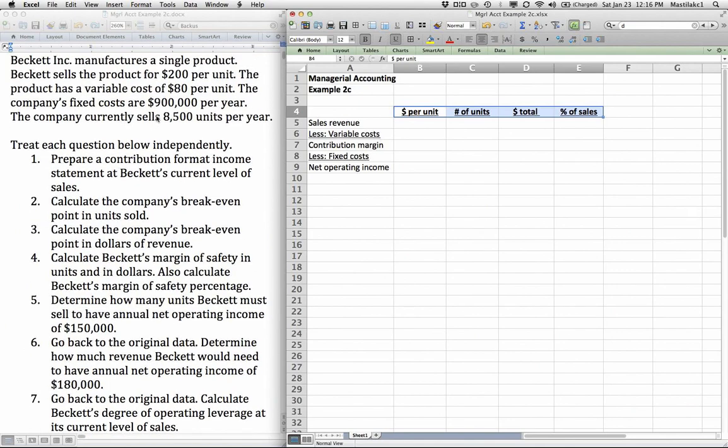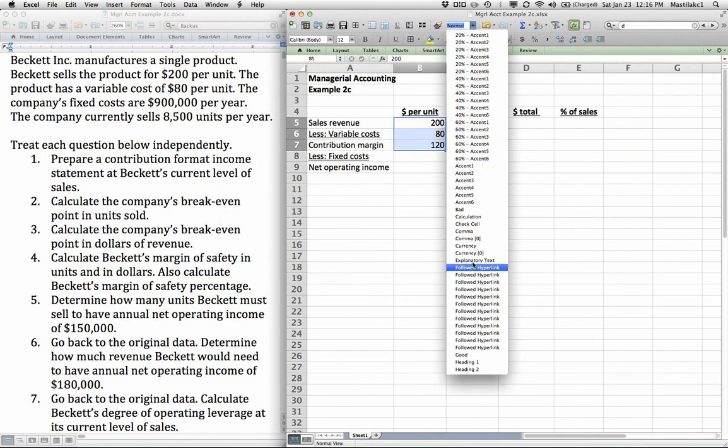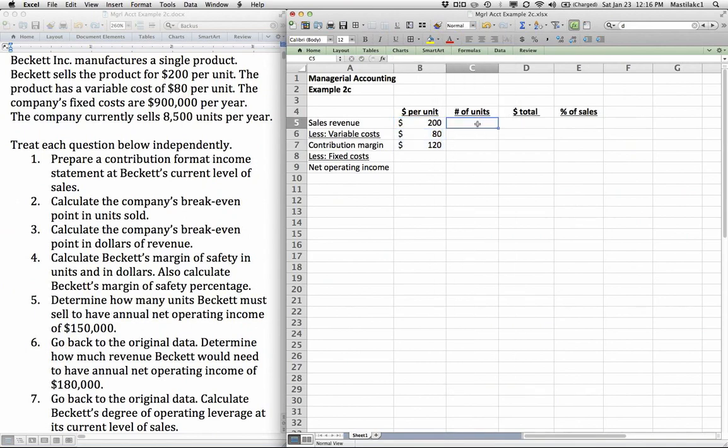So let's take the data we've got and drop it in here. So what do we know? We know that our selling price per unit is $200 and our variable cost per unit is $80. Therefore, our contribution margin is going to be the difference between those two, or $120. We also know that currently we're selling 8,500 units per year.